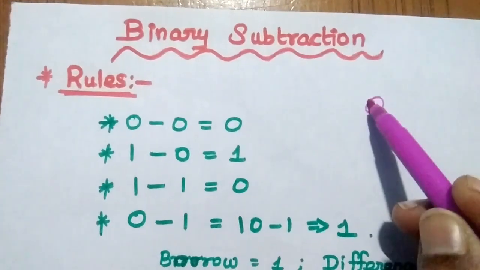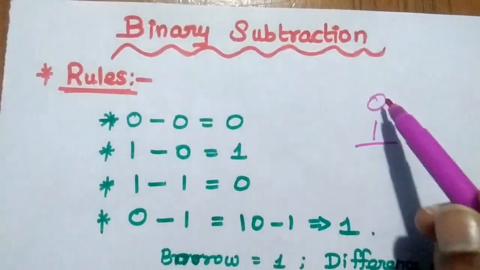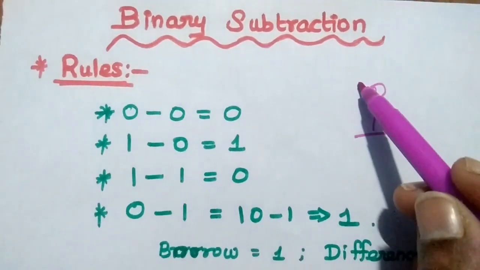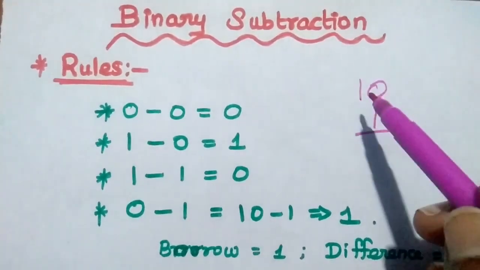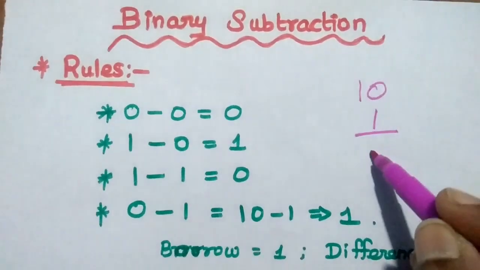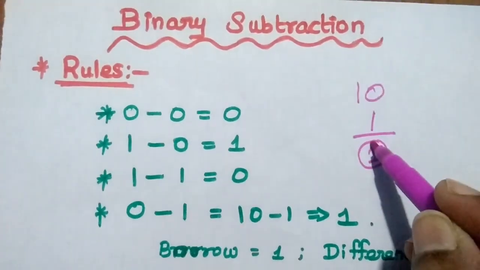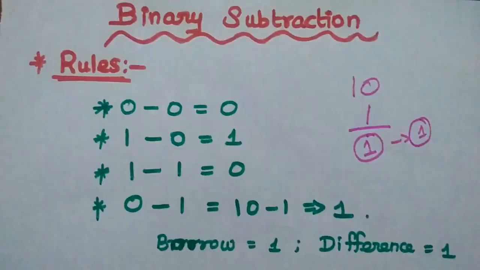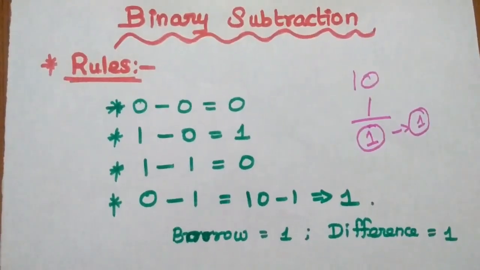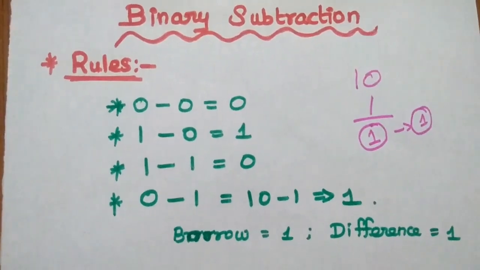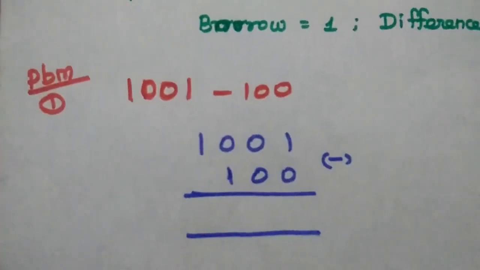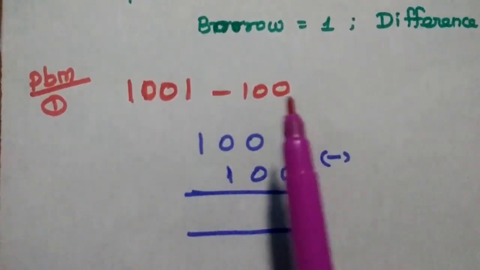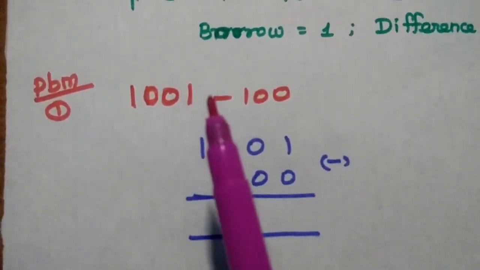If I want to subtract 1 from 0, in that case I have to assume there is a borrow value 1 along with 0. So 10 minus 1 is 1. So 1 is the difference value and the borrow is also 1. Let's solve some problems to understand the concept clearly. The first problem is to subtract 100 from 1001.